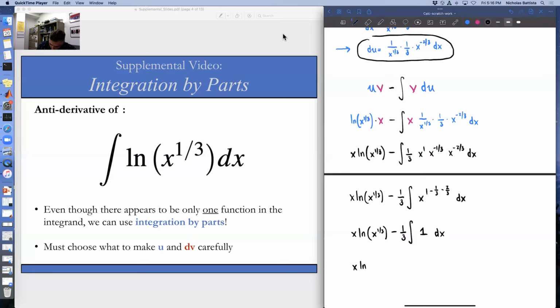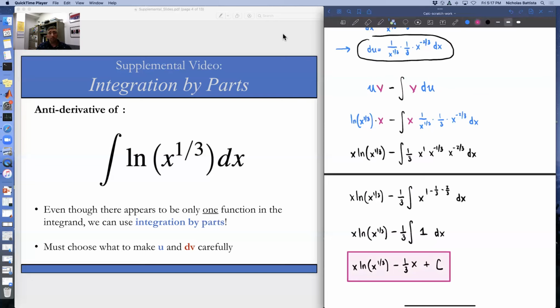So this antiderivative turns out to be x ln x to the 1/3 power. Again, that piece remains unchanged, minus 1/3 times the antiderivative of 1 with respect to x, which is just an x to the first. And then lastly, we tack on a plus c. And that would be the antiderivative of the ln of x to the 1/3 power.